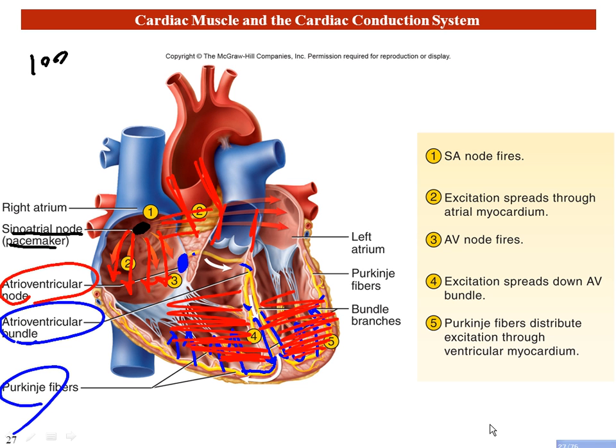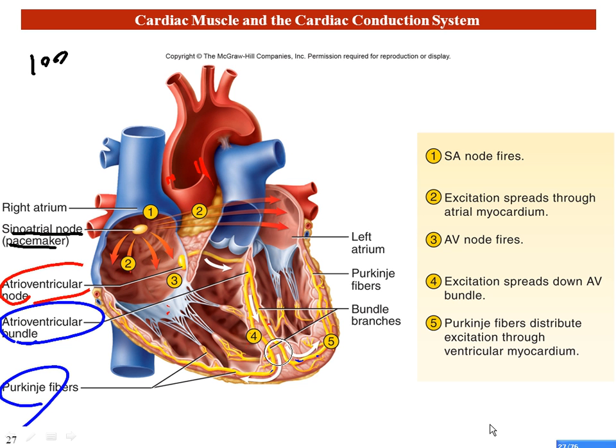Those are the major parts of the conduction system I do want you to be aware of. Let's go over it here real quick. We have the SA node. From the SA node, we go to all the cells of the atria through gap junctions. We also go to the AV node. The AV node, once again, is our speed bump. Why do we have a speed bump?